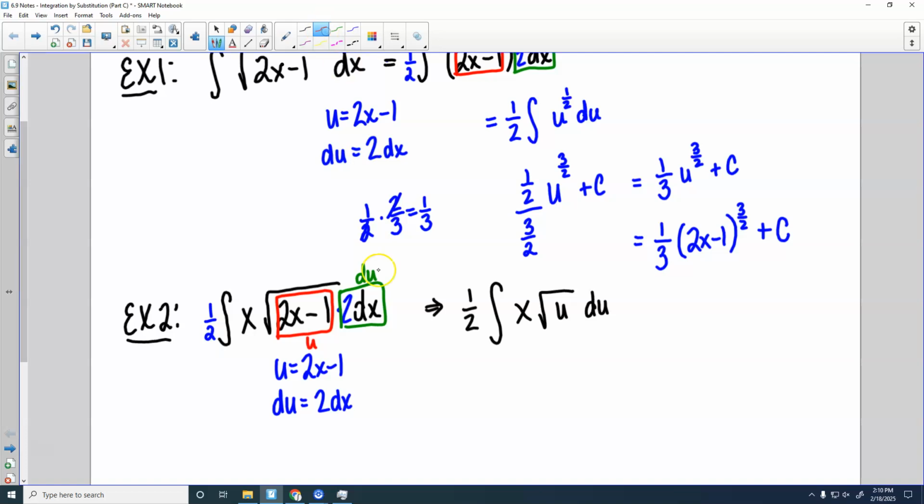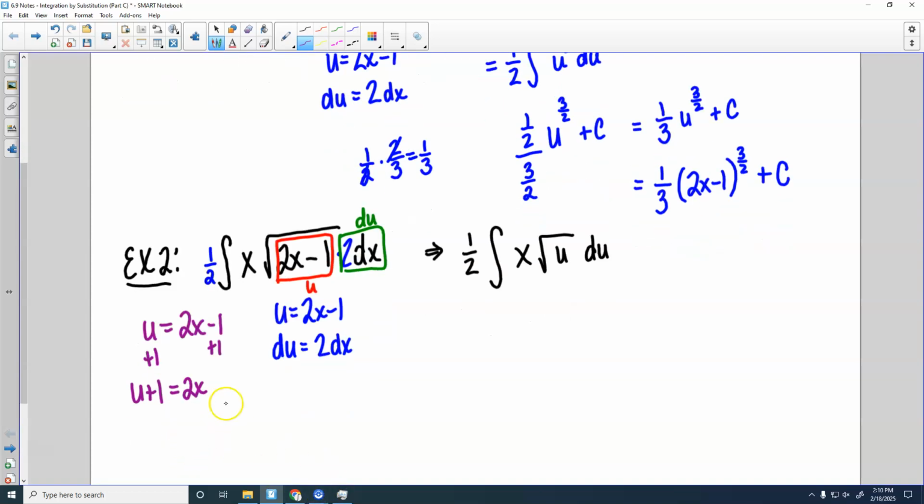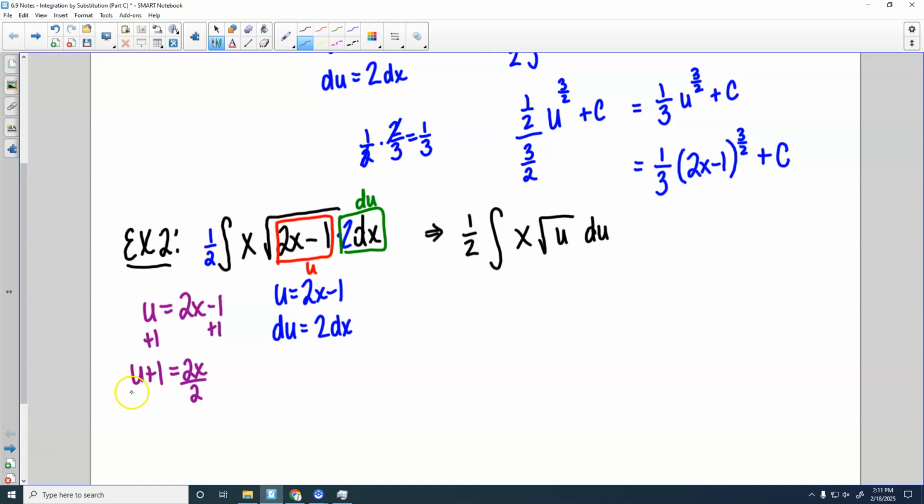Oh, wow, I'm so impressed because I think that's very hard to see. Yes, that is exactly what we're going to do. So u equals 2x minus 1. And we are going to add 1 to both sides. So u plus 1 equals 2x. And then we are going to divide by 2. So u plus 1 divided by 2 equals x. So this can be plugged in for our x, and then everything will be in terms of u.